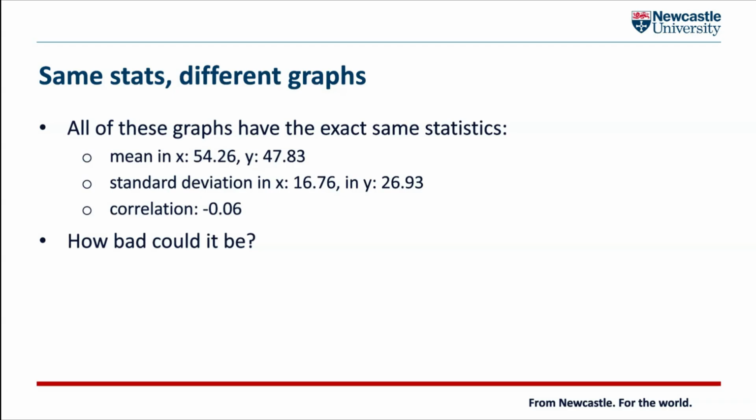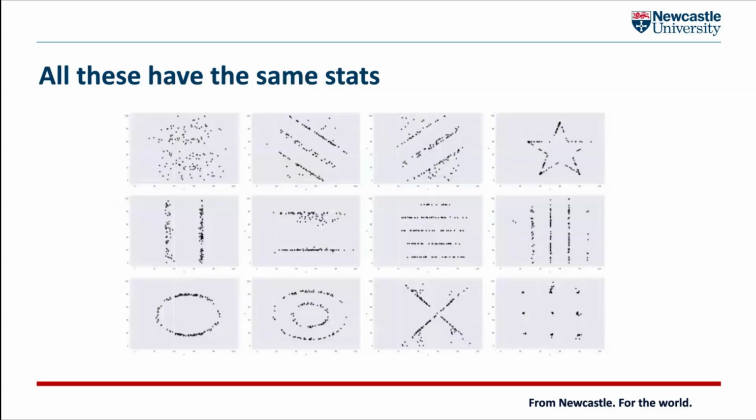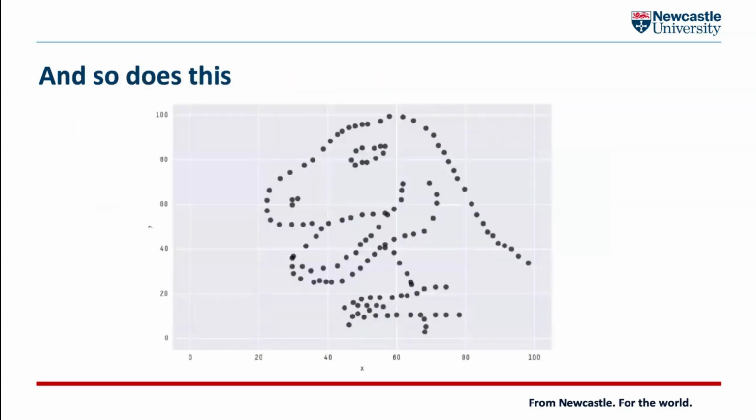What can our data look like? What do you think? 1 plot? 2 plots? Well, it could be all of those. That has all of those statistics. So you could have no noise, you could have lines, you could have an X, you could have concentric circles, you could have clusters, you could have no clusters, you could have stars. Could be any of those. And it can be a dinosaur. So you might want to look at your data.